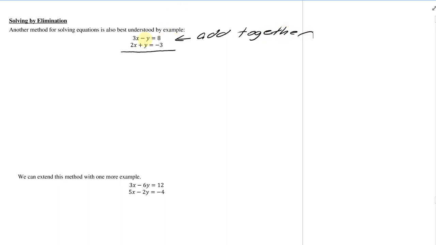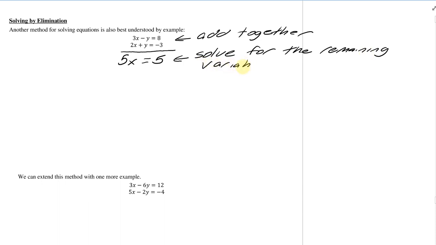I have 2x plus 3x. This will give me 5x. The y's drop out, so I'm actually not going to write anything for them. And then this 8 minus this 3, what does this equal? This equals 5. So after you are able to add these together, then what you want to do is you want to solve for the remaining variable. So you guys know how to do that, so we can just go ahead and divide both sides by 5, so I get x equals 1.